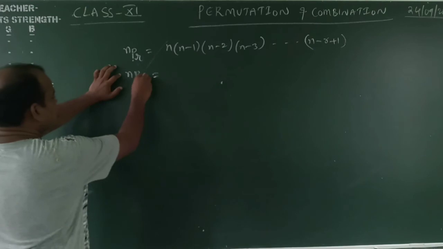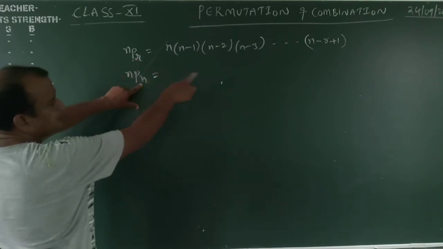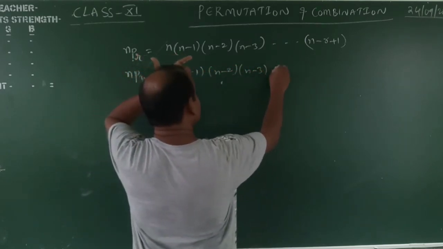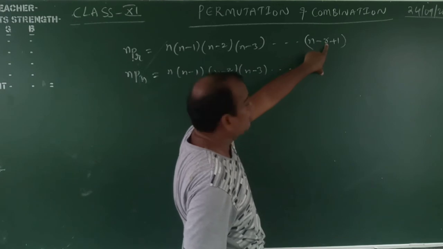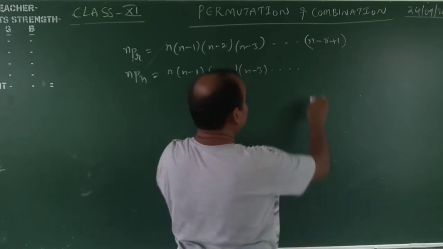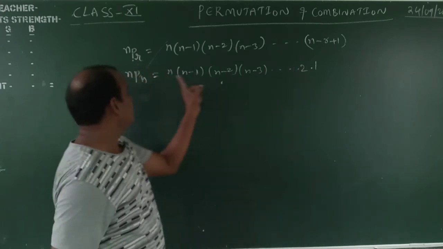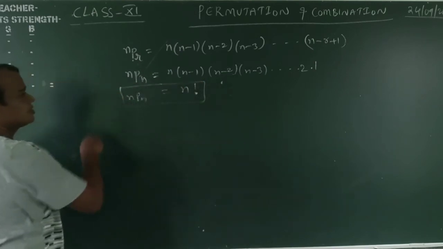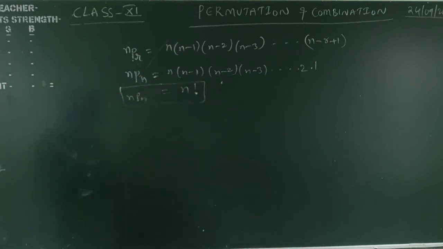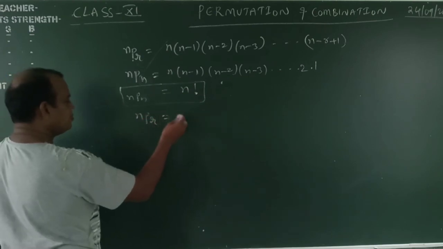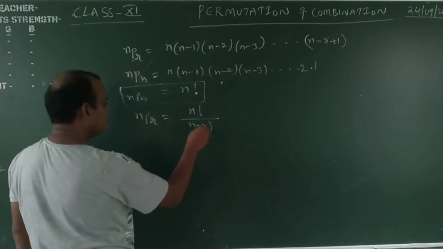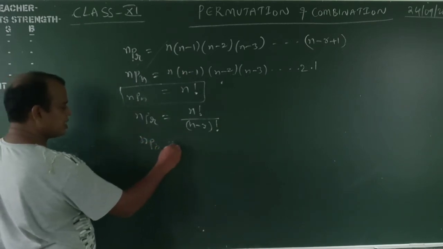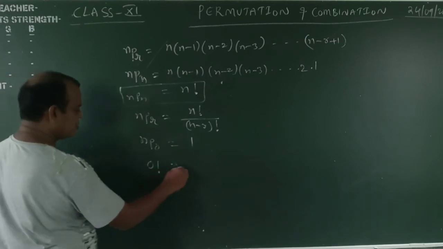First of all, nPn. Here, substitute the r value: n into n minus 1 into n minus 2, and the last one is n minus n plus 1, which is 1. Then 1 to n is nothing but n factorial, nPn. Now the nPr formula: nPr is equal to n factorial by n minus r factorial, 100%. Now nPn is n factorial. Now nP0, I already explained, is 1. Now 0 factorial is equal to 1.